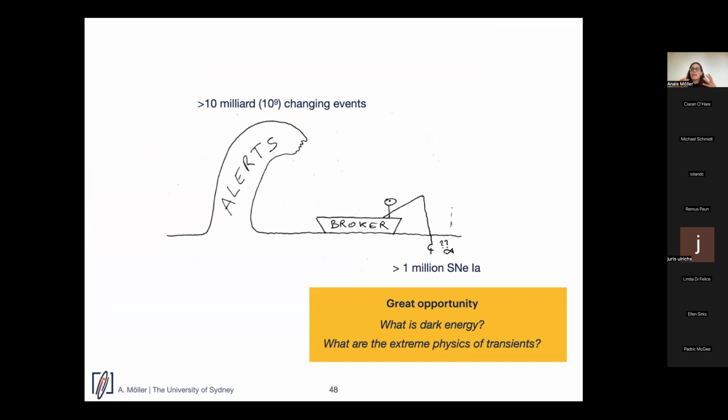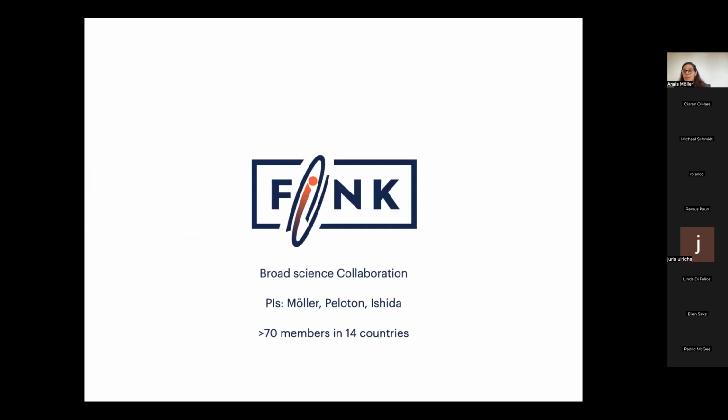The brokers are basically infrastructure and collaborations that have been granted data access, also because you cannot communicate terabytes of data every night to everybody, because we don't have the storage and it's very complicated. So 7 groups around the world have been selected to receive these. And the brokers are the tools that can help us find answers to these questions of the extreme physics of transients and dark energy, because we can pinpoint the most interesting objects. And that's where Fink comes in.